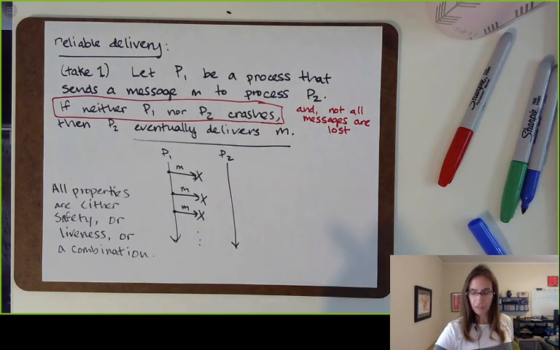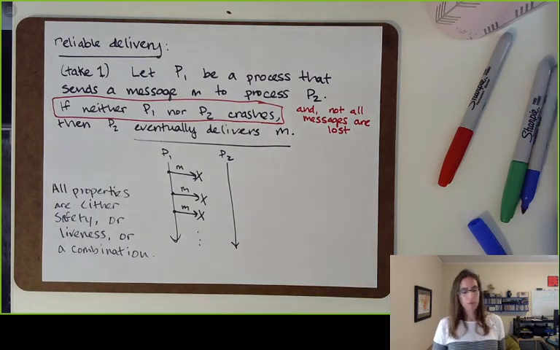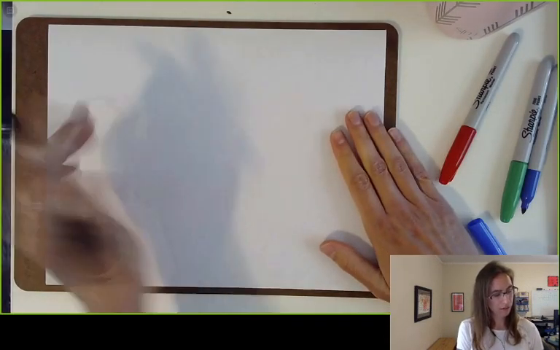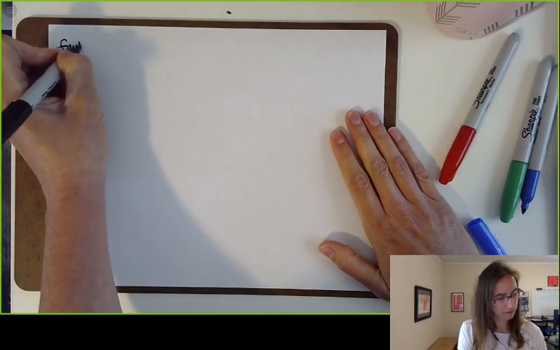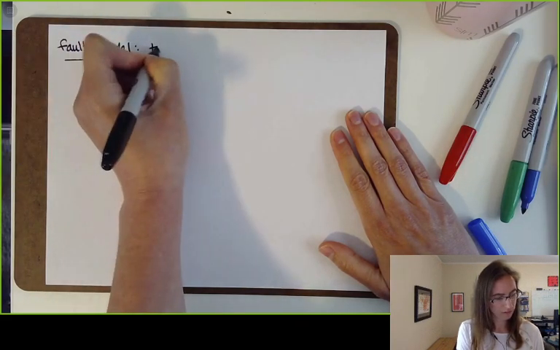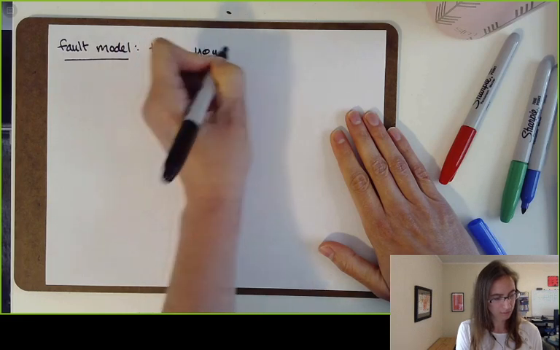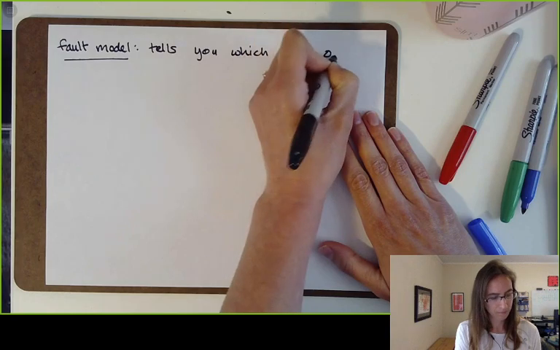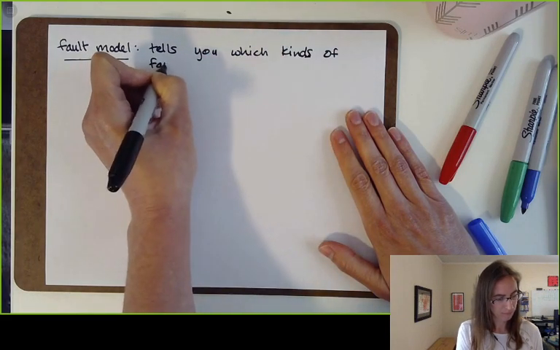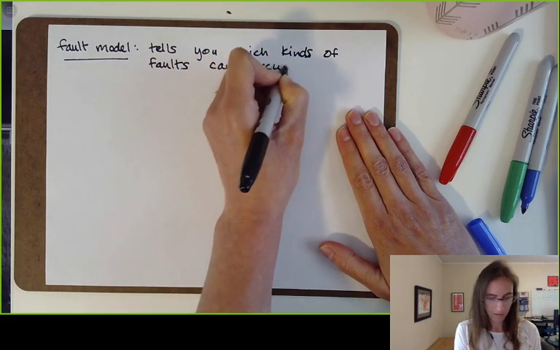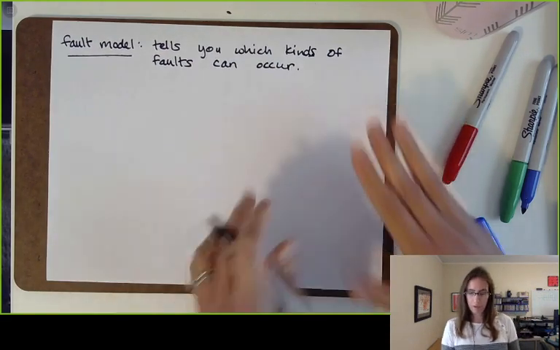So that brings us to this topic of fault models. So a fault model is something that tells you which categories of faults can occur, so you know which ones you have to worry about.